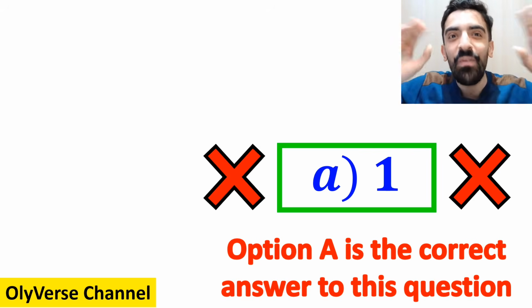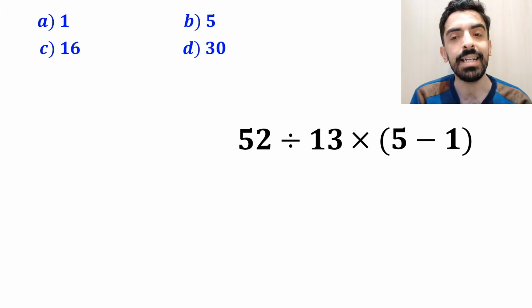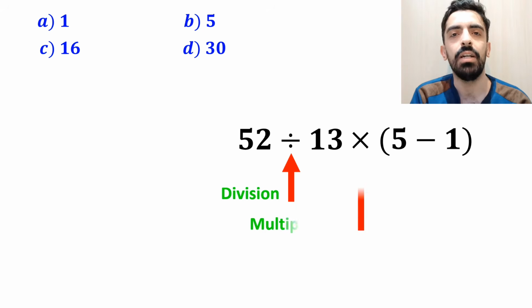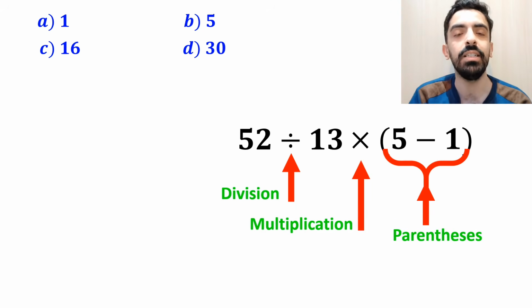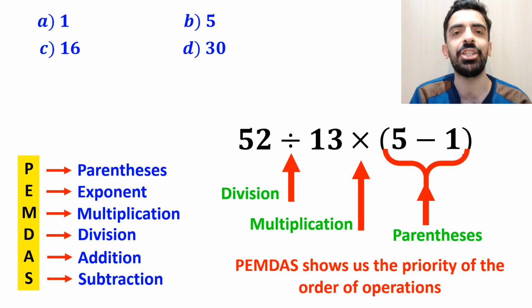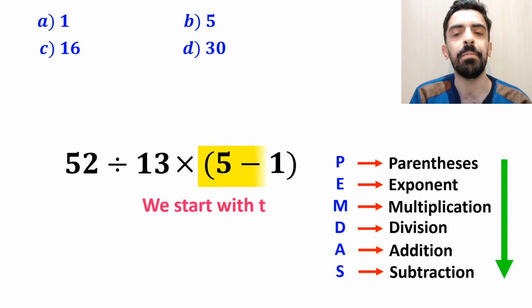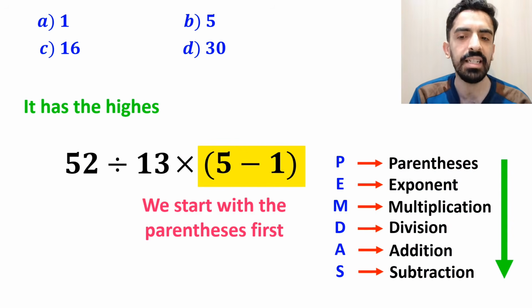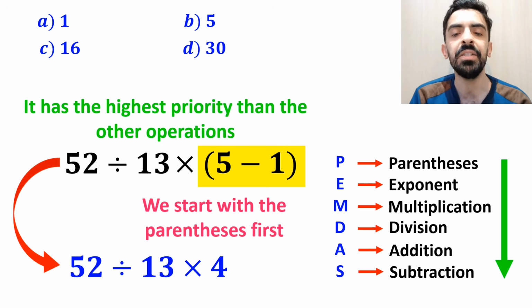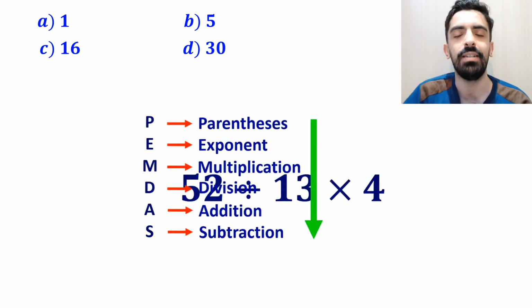However, that's definitely wrong. As you can see on the screen, in this expression, first we have a division sign, followed by a multiplication sign, and finally parentheses. To solve this question, we need to use the PEMDAS rule. PEMDAS shows us the priority of the order of operations. So, we start with the parentheses first, because it has higher priority than the other operations. Okay, this expression simplifies to 52 divided by 13 multiplied by 4.